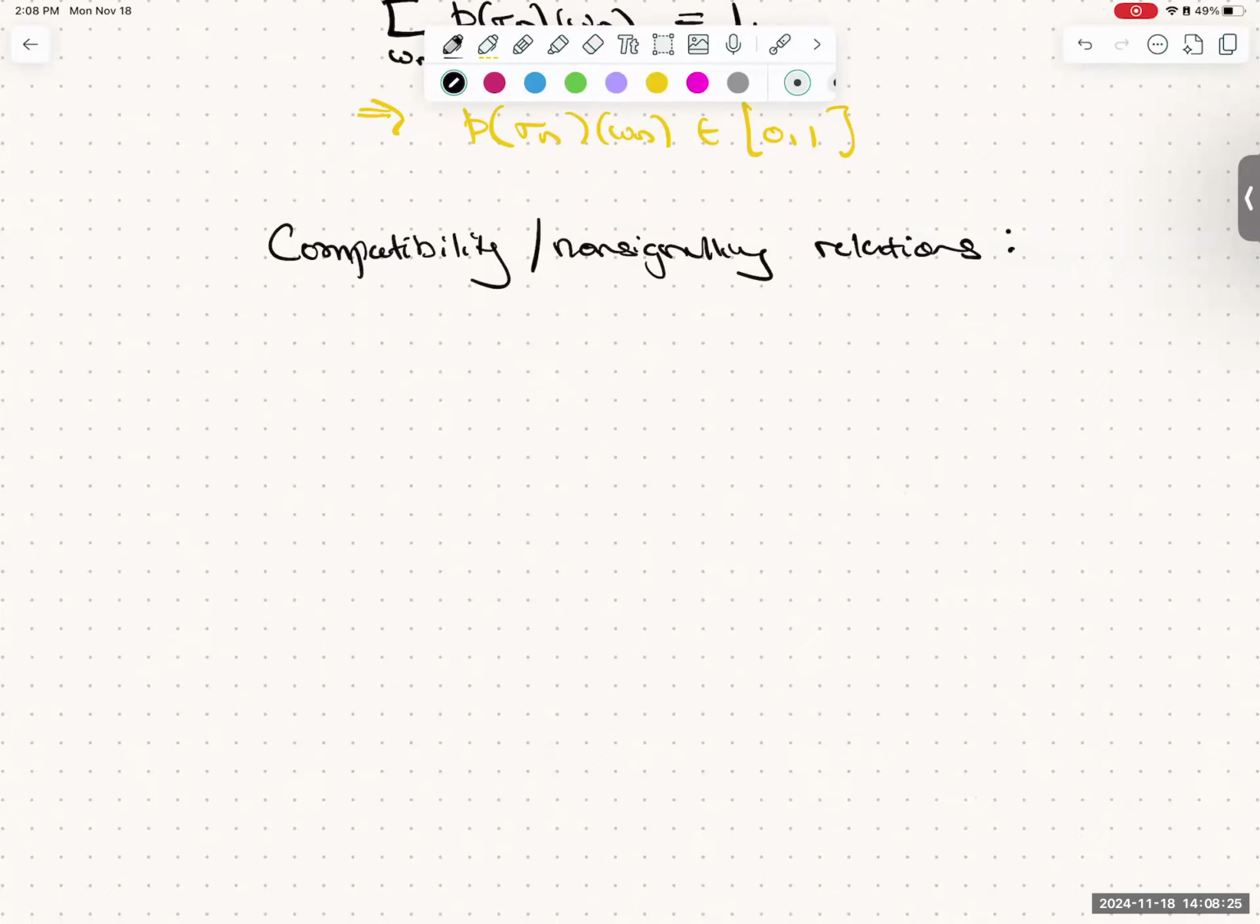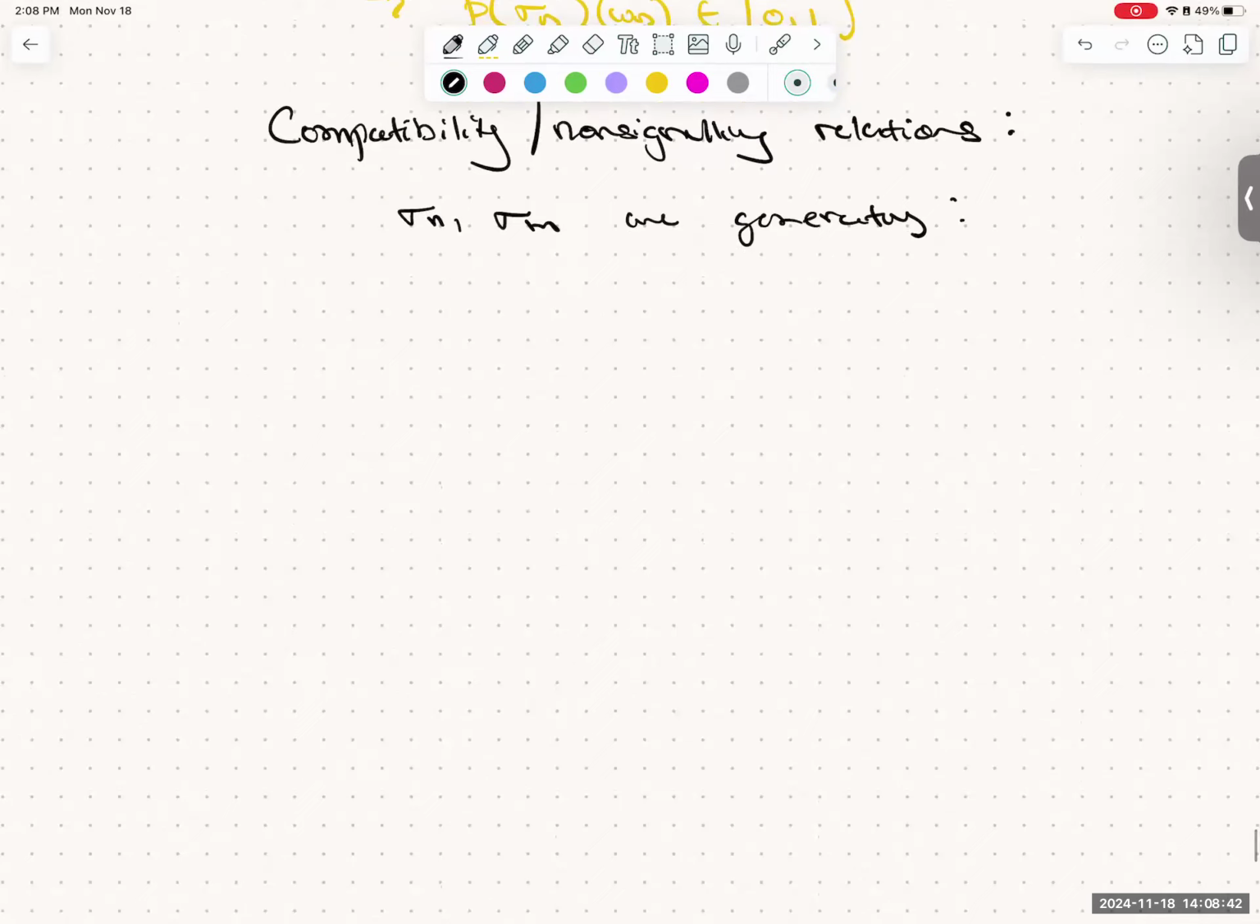So if I have two simplices, sigma n and sigma m, generating, so sigma n is an n simplex, sigma m is an m simplex. So there's a compatibility relationship.